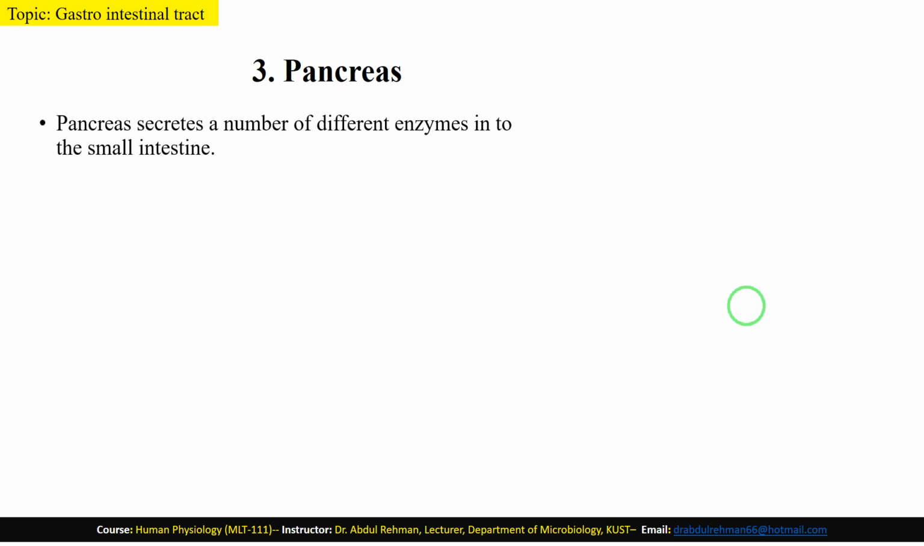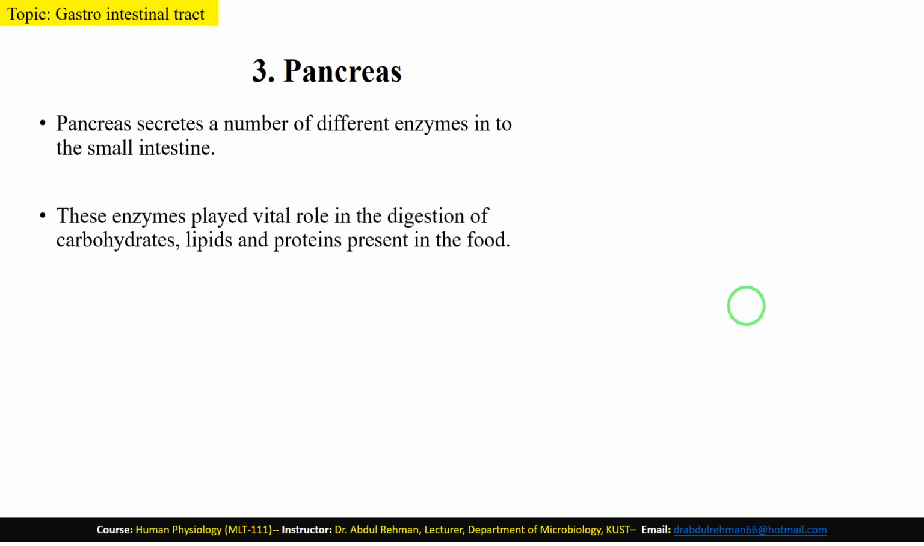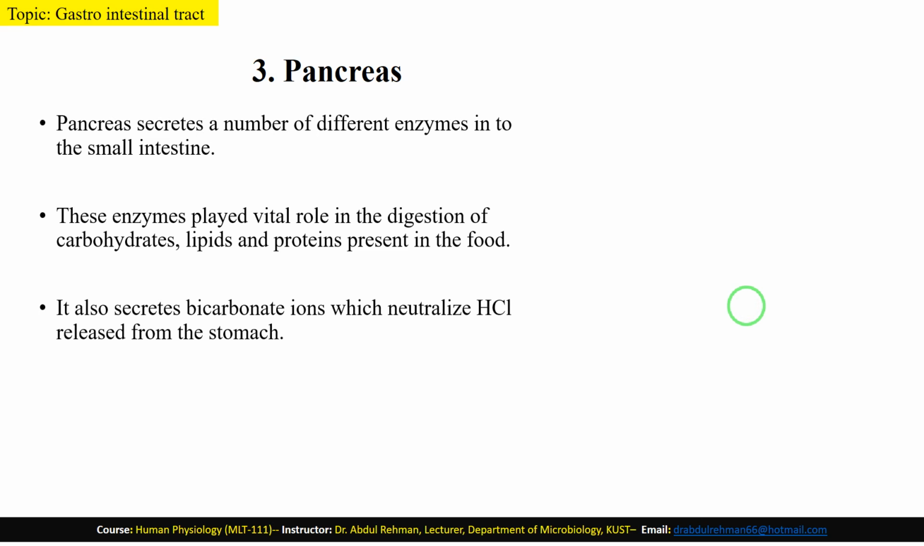Pancreas. This is one of the important accessory organs present in the GIT system. It secretes a number of different enzymes into the small intestine, which facilitate digestion of the complex carbohydrate, lipid, and protein content present in the food. In addition, the pancreas also secretes bicarbonate ions, which neutralize excess HCl released from the stomach into the small intestine. The pancreas secretes about 1 liter of pancreatic fluid per day.